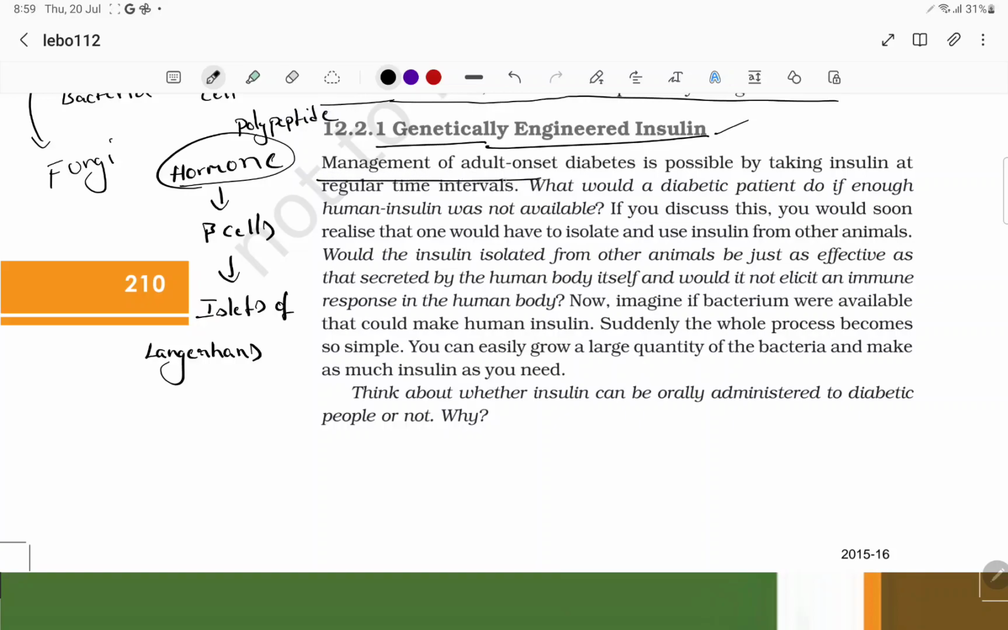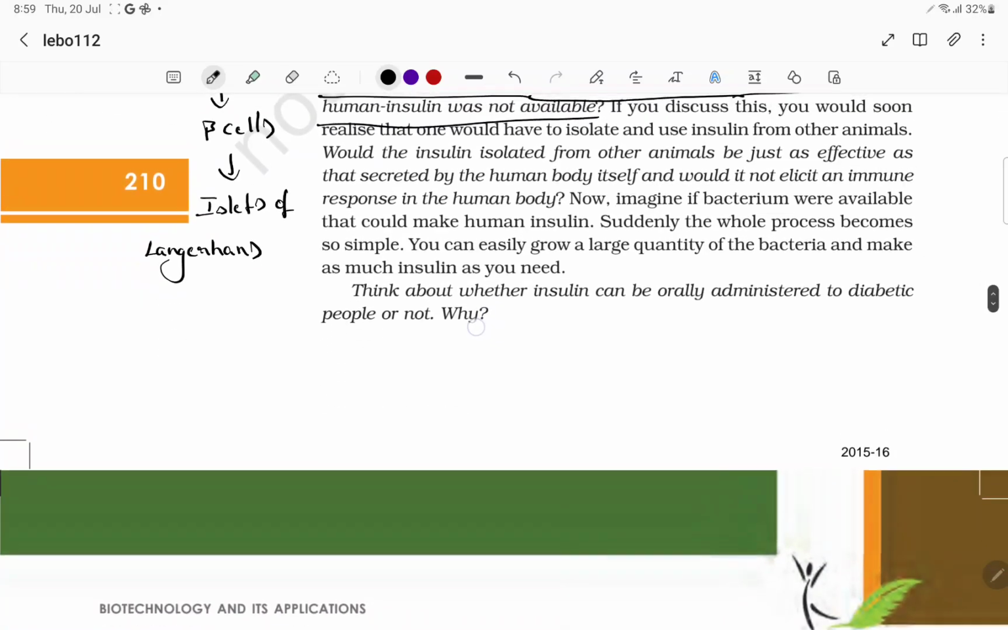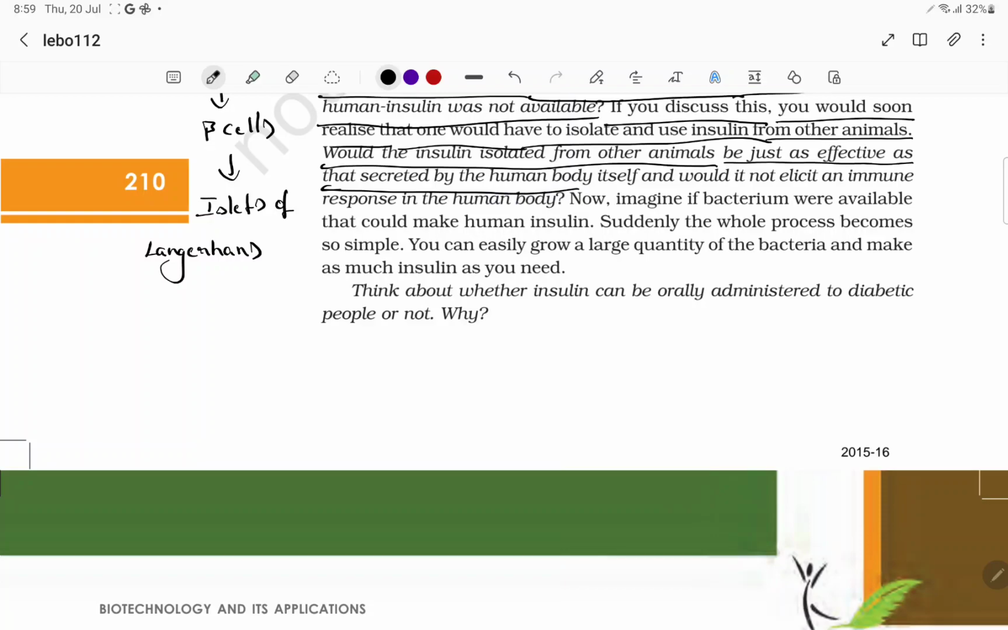The management of adult onset diabetes is possible by taking insulin. Usually they have to take insulin at regular time intervals. Just half an hour before consumption of a meal, they have to take the insulin. So what would diabetic patients do if enough human insulin was not available? They have to take a supplement of insulin. If you discuss this, you would soon realize that one would have to isolate and use the insulin from other animals. Would the insulin isolated from other animals be as effective as that secreted by the human body?